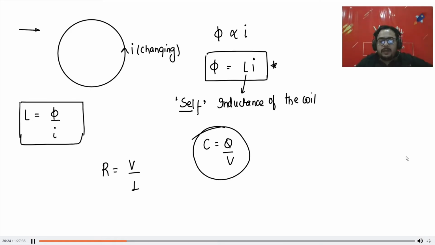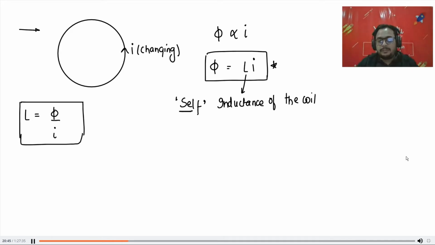A similar formula is resistance, which is V by I. Is the resistance dependent on voltage? No, these are all formulas to confuse you. Resistance depends on length, area, and such things. Similarly, capacitance depends on the shape and size of the object. So please remember, I am writing it down also, which is very, very important.